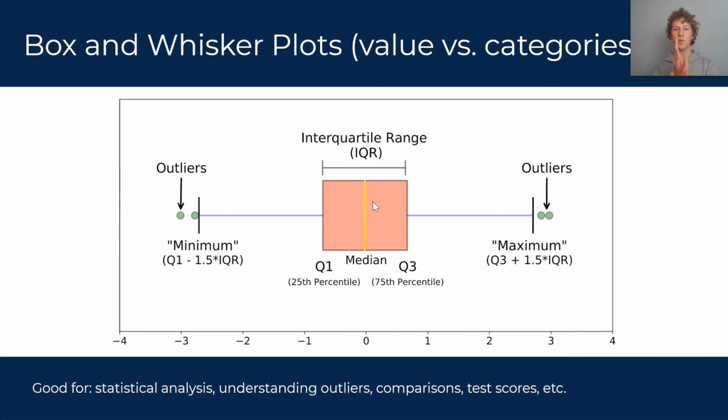And then there'll always be a line in the middle, and that's the median value. So not the mean, not the average, but the median. And as you can see, it's called the interquartile range. And then over here, these are called the whiskers, and that kind of shows outliers. So these are good for statistical analysis, understanding outliers, because you can see, if there's two data points over here, but most of the data is in here, you can assume that something went wrong with these or that these are outliers. And so comparisons and test scores are the classic example that I saw in my math class.